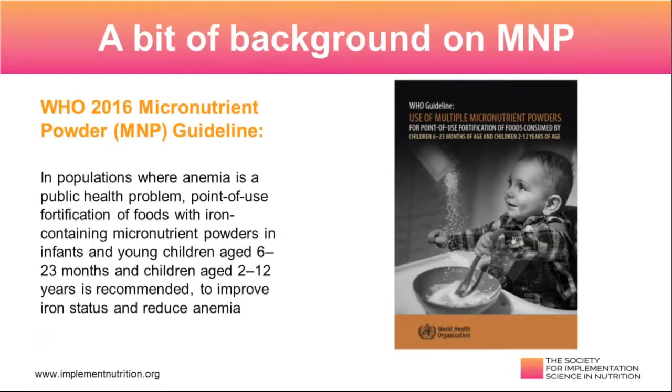So I'd like to start with just a bit of background on MNPs. In many low-resource populations, access to nutrient-dense complementary foods is limited. And MNP is recommended by the WHO to improve micronutrient content of infant and young child diets. MNPs are single-dose packets of dry powder containing lipid-encapsulated iron and other micronutrients that can be sprinkled onto any semi-solid food. Studies have shown that adding MNP to complementary foods reduces the risk of iron deficiency anemia. And as of 2014, UNICEF reported that 50 countries are implementing MNP programs.